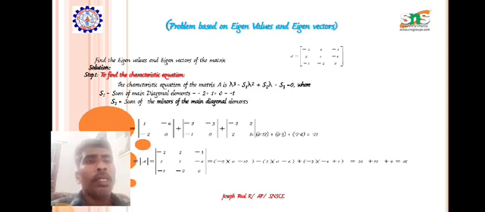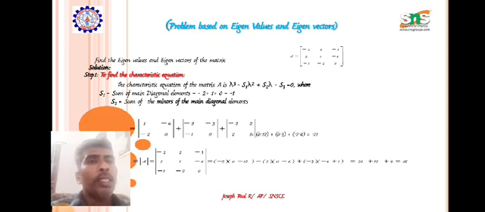So the characteristic equation of a 3 by 3 matrix is defined as lambda cube minus s1 lambda square plus s2 lambda minus s3 is equal to 0, where s1, s2, s3 are calculated. S1, we know, is the sum of the main diagonal elements. So the main diagonal elements are minus 2, 1 and 0. When we add, we get minus 1.